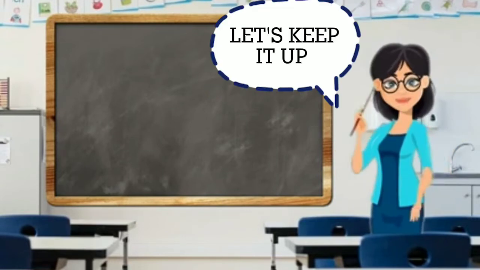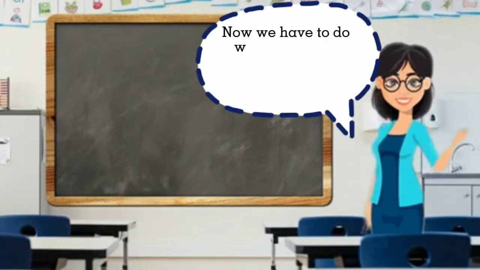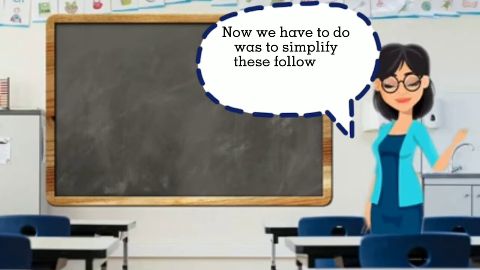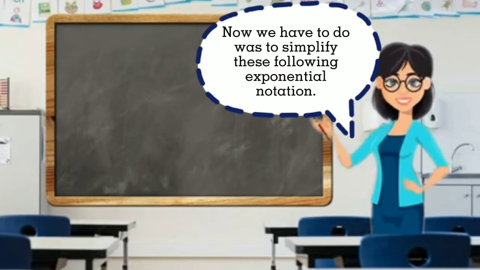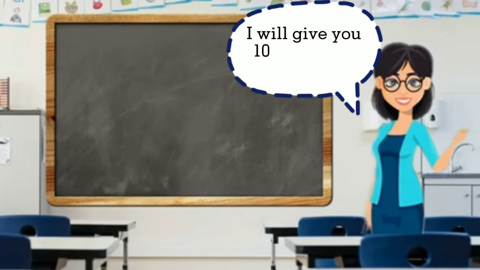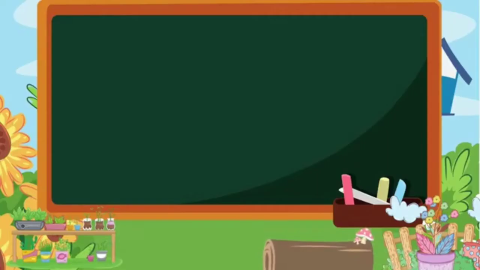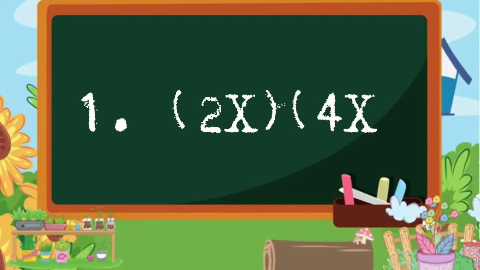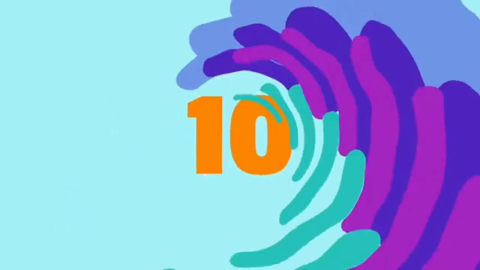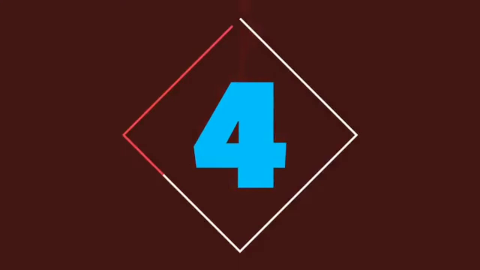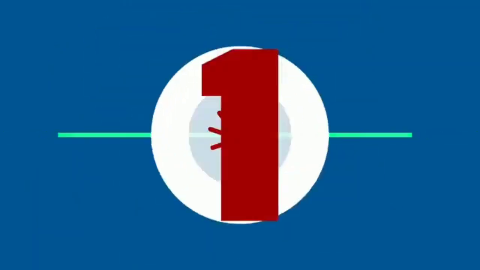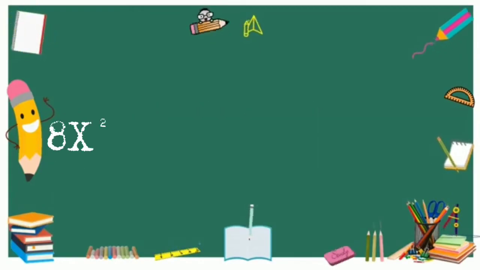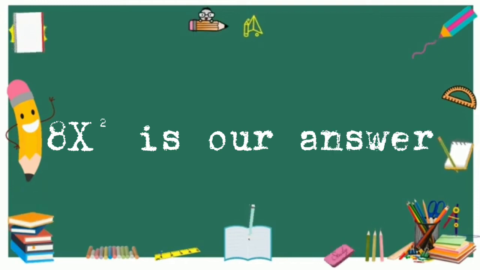Let's keep it up. Now we have to simplify the following exponential notation. I will give you 10 seconds to think. First we have 2x multiplied by 4x. Correct. 8x squared is our answer.